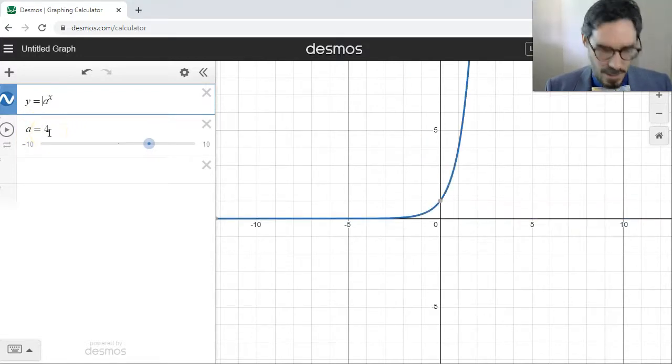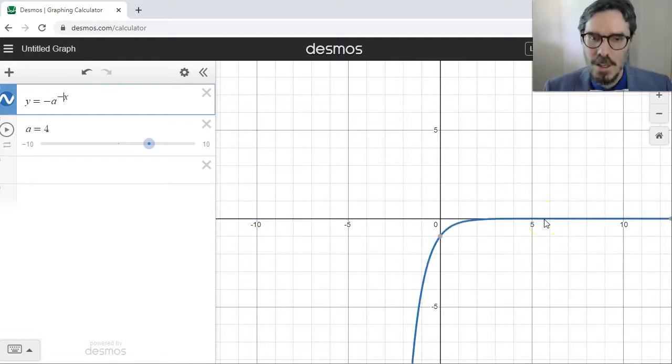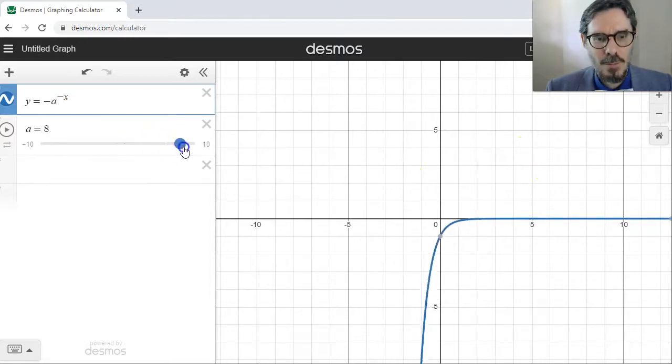What about a negative sign out the front? Oh, that flipped my graph upside down. That reflected over the x-axis. And of course, I can flip like that as well. I can swap whichever section I want to get my graph to look that direction. And I can still change the curvature of the graph by playing with a.